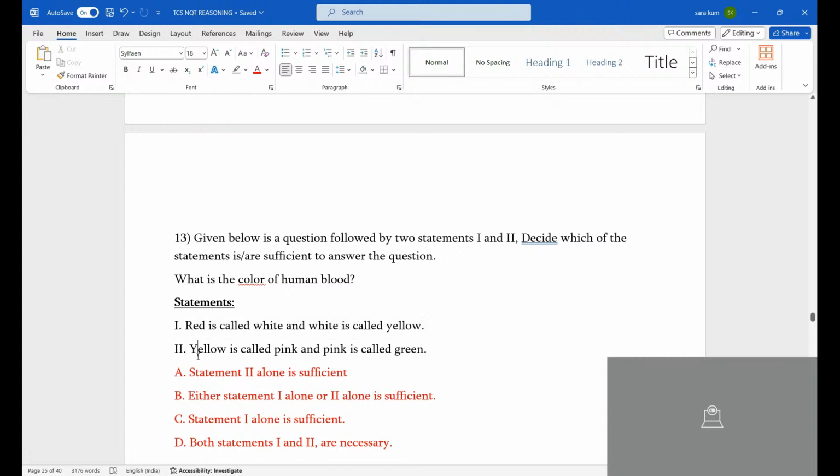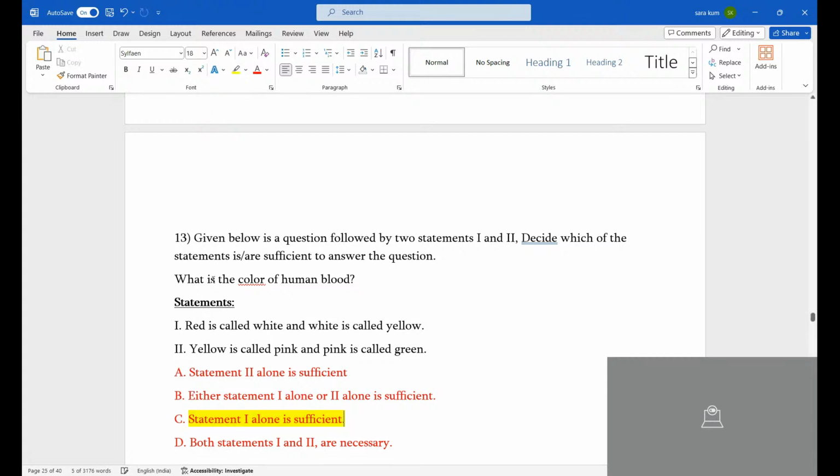But is two alone sufficient? I don't think so, because there is no mention of red at all here. Can you see that? There is no mention of red at all here. So two alone is definitely not sufficient. Red is called white and white is called yellow. Therefore, one alone is sufficient. This is the correct answer.